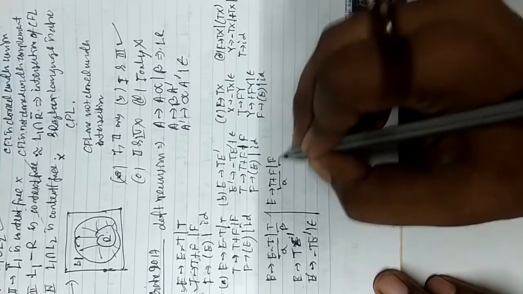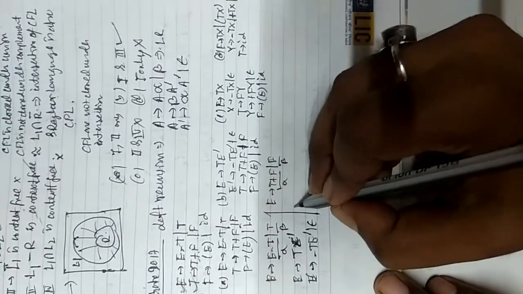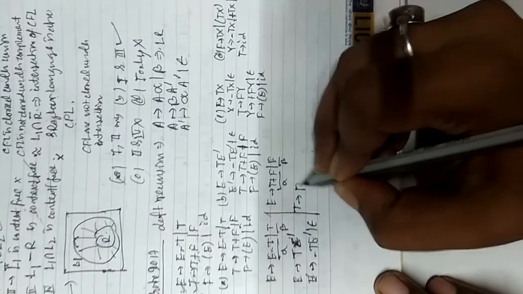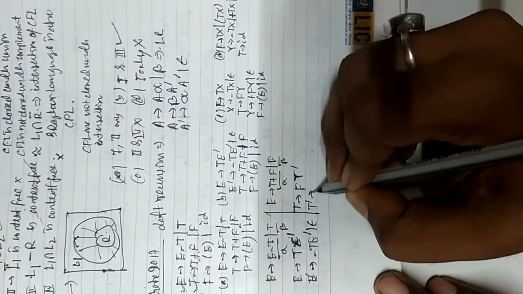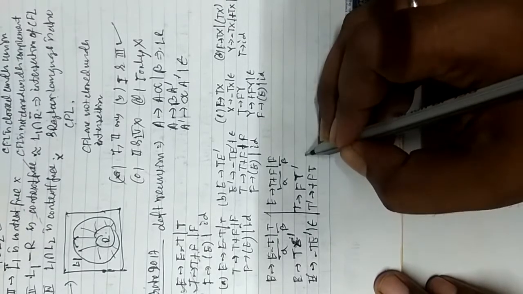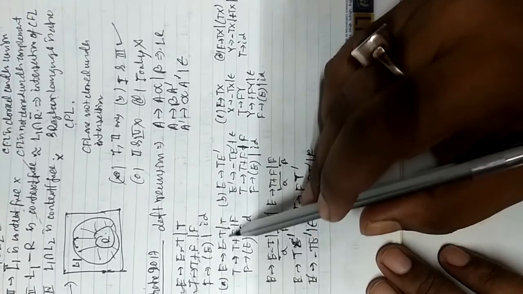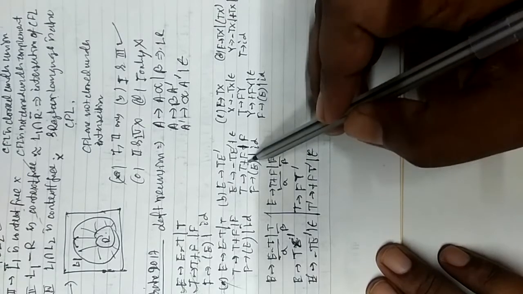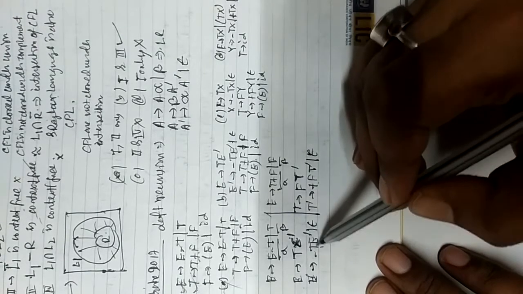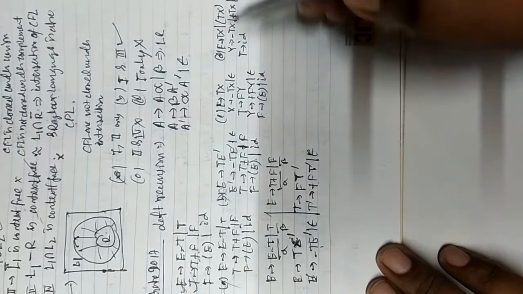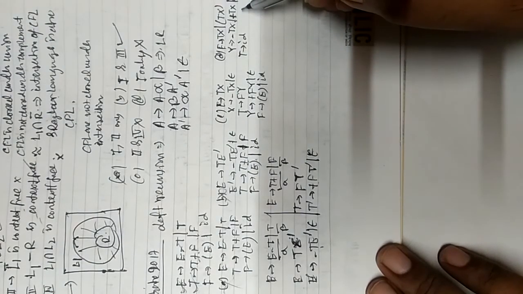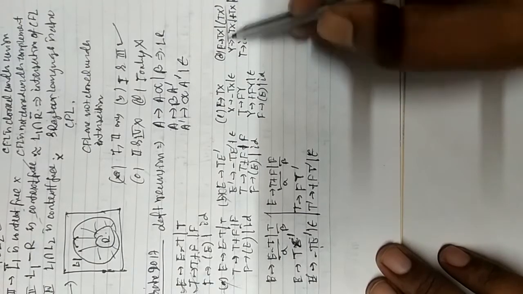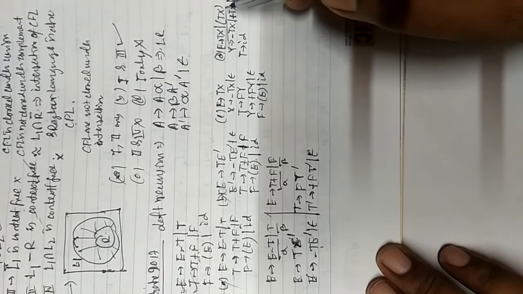So this is your alpha, this is beta. Applying this rule, what you are getting is T to F T prime, where T prime is nothing but plus F T prime or epsilon. Now see what options are given. This is not true, because there is a plus here, but you are getting minus T prime epsilon and plus T prime. So this is not true. This is also not true. This portion is not true, TX, so this is not true.